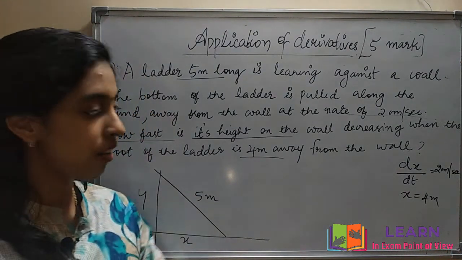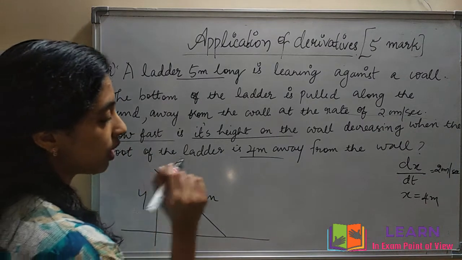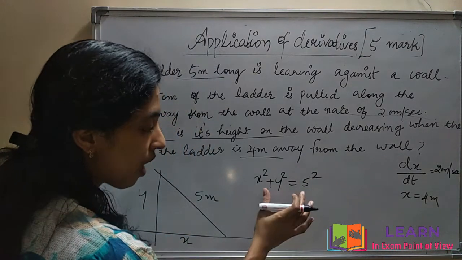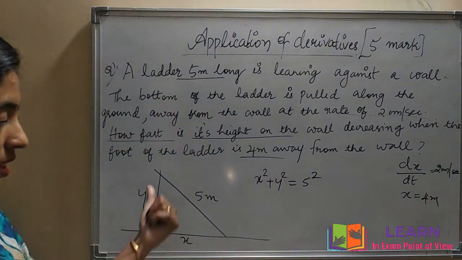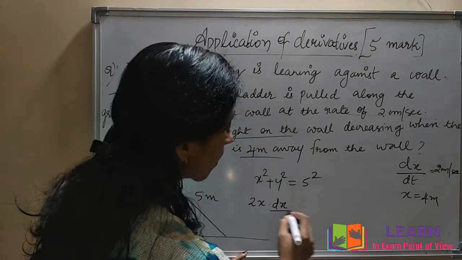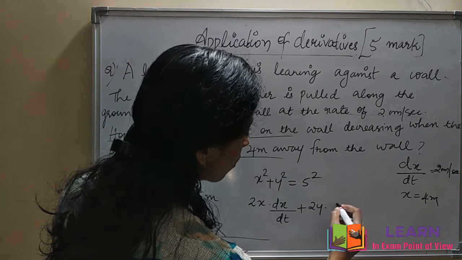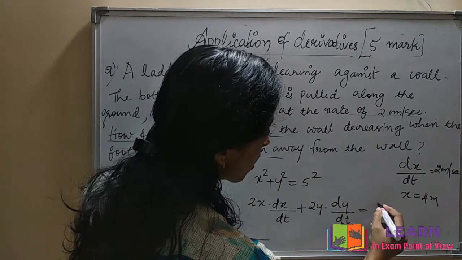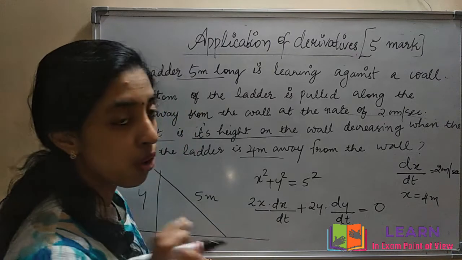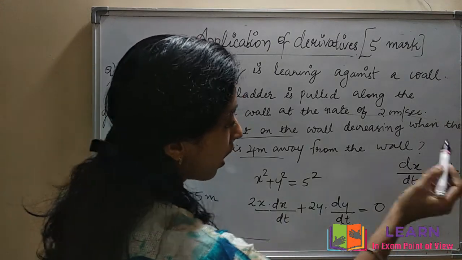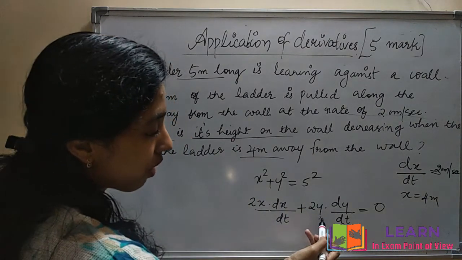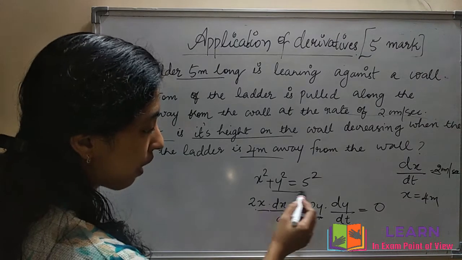So these all values we have now. And we have the Pythagoras theorem: x square plus y square equal to 5 square. We have to differentiate this formula. Differentiating, you will get 2x into dx/dt plus 2y into dy/dt, and differentiating the constant you will get 0. Now we can substitute the values. For x we know 4. dx/dt is again 2. The y value we don't know, so we are going to find the y value from here.